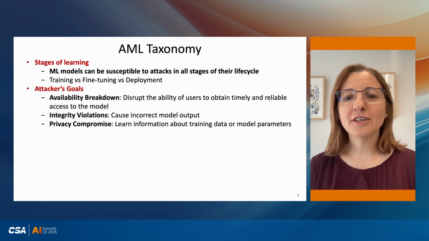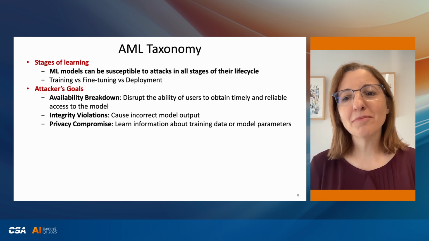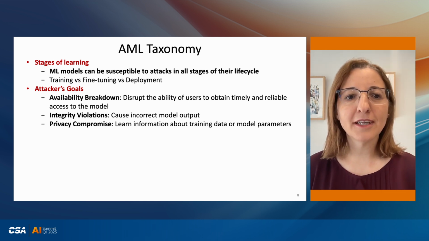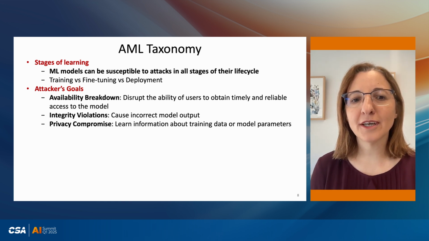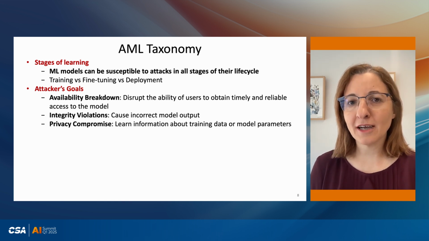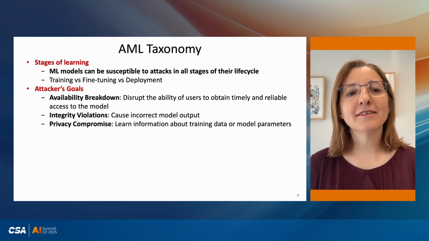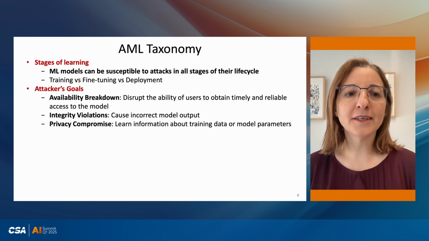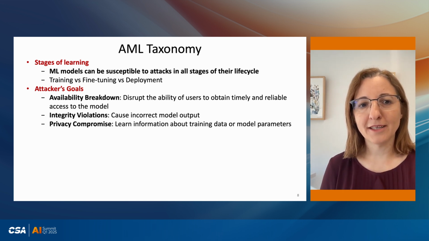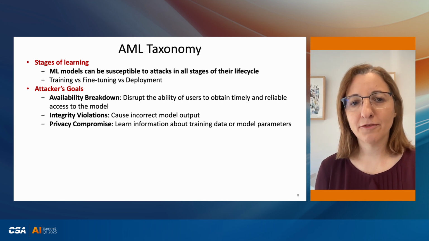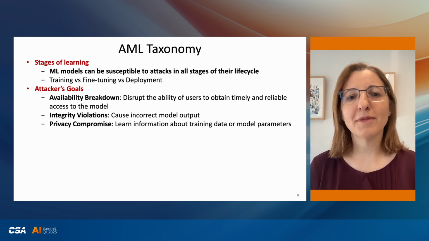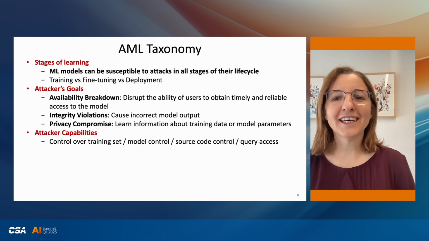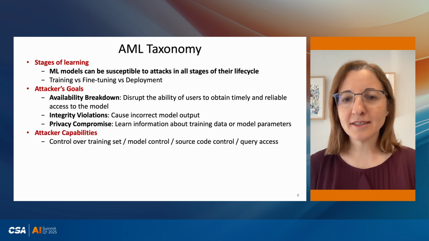The second dimension is attackers' goals. There are 3 main types of attacks. Availability breakdown. They try to disrupt the ability of users to obtain reliable access to the model. The second is integrity violations, which cause incorrect model prediction or output. And the third is privacy compromise, in which the attacker tries to learn information about the training data or model parameters.